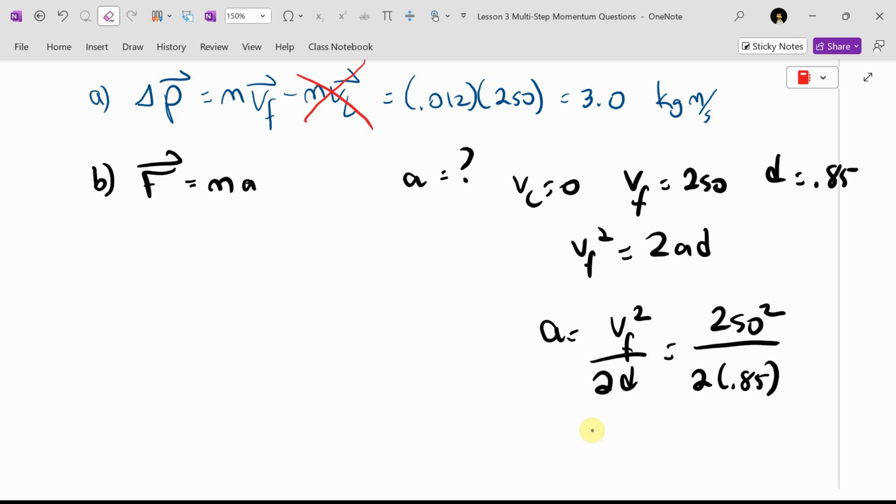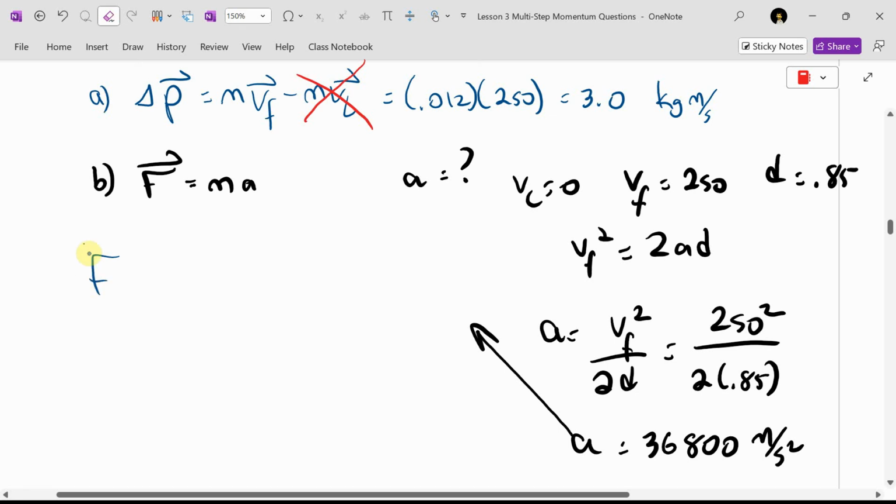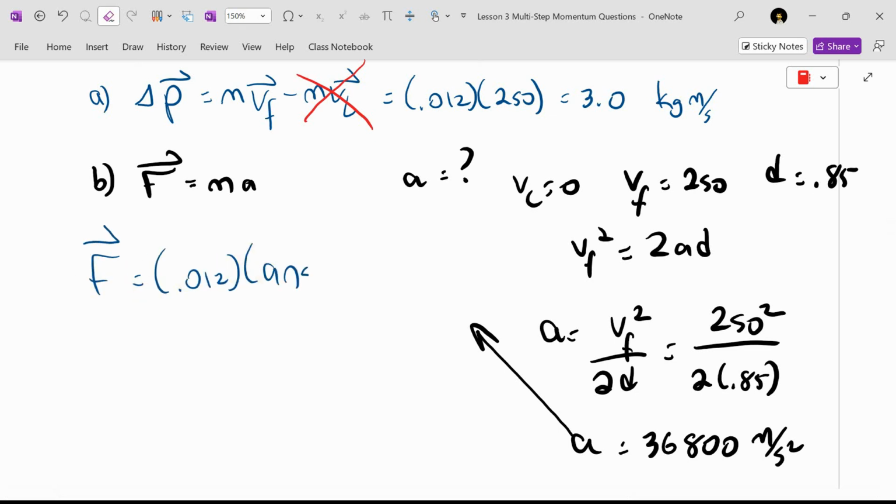6,000. What's after the 7? So I'm going to write 36,800 meters per second squared. But what button am I going to use on my calculator rather than writing out all the decimals? What button am I going to use on my calculator when I walk over to here? Of course I am. F equals 0.012 times my answer button. That's what I'm going to do. Less writing, less chance of a typo, more accurate.